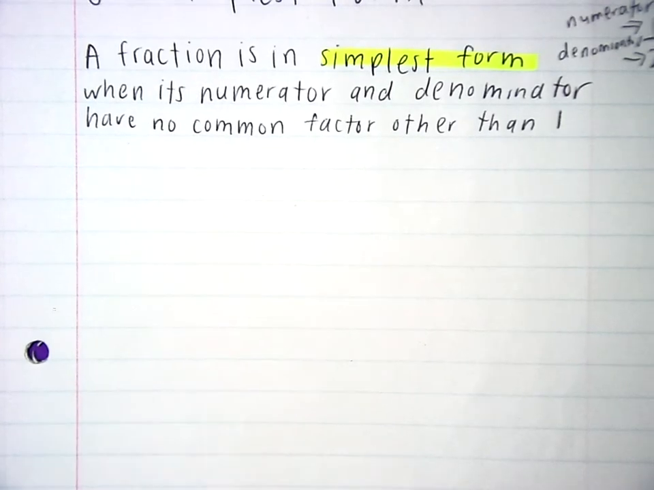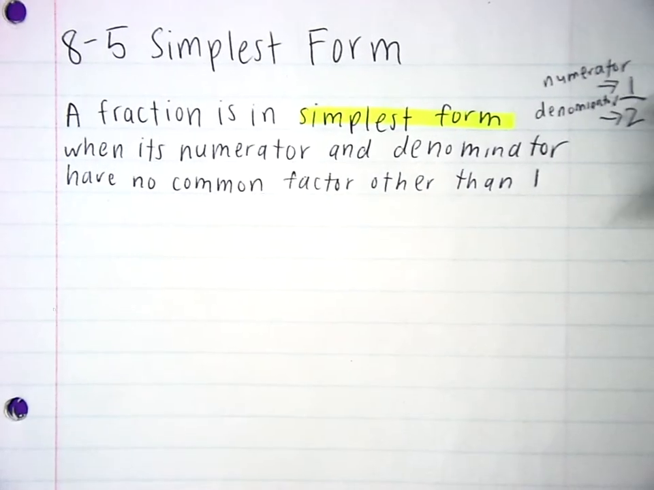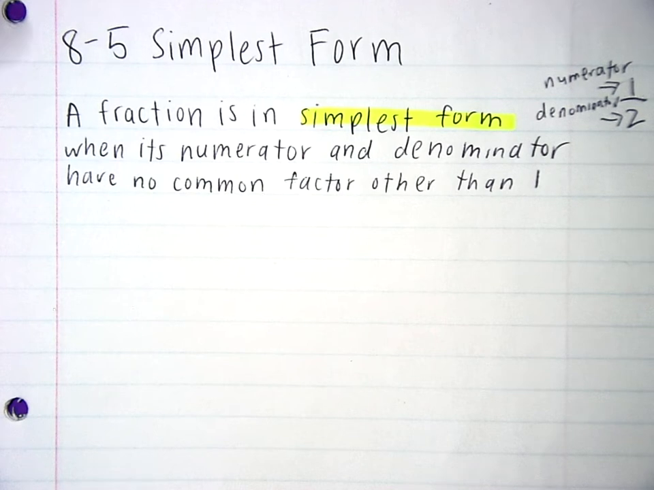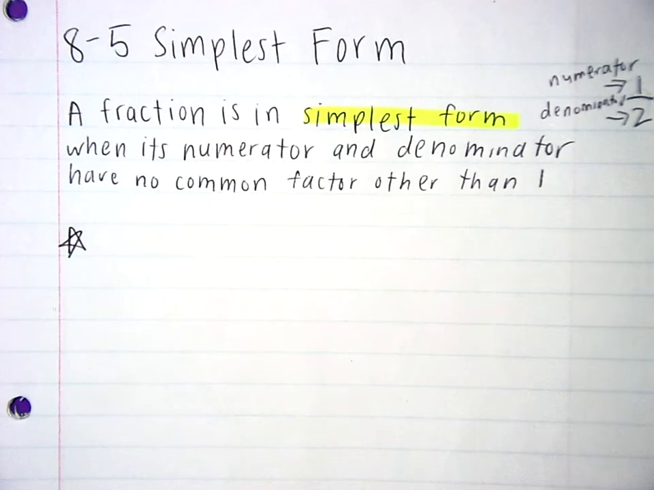Now, moving on from simplest form. In order to find a fraction in its simplest form, like here, 1 over 2 is in its simplest form, we have to find the greatest common factor that the numbers of the fraction share. So, I'm going to show you that. In order to write the fraction in simplest form, and remember when I put a star, this is important.